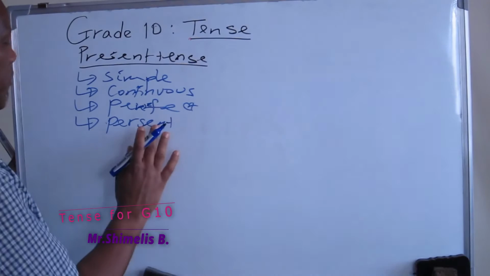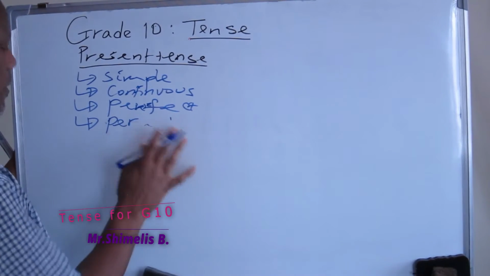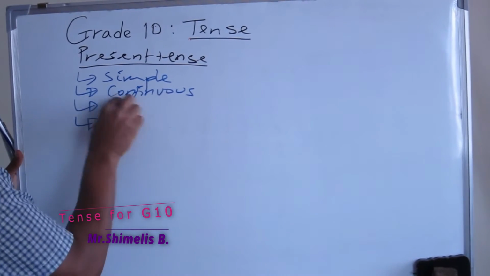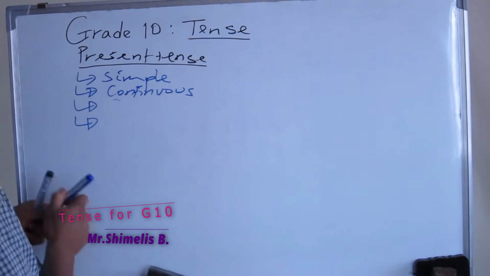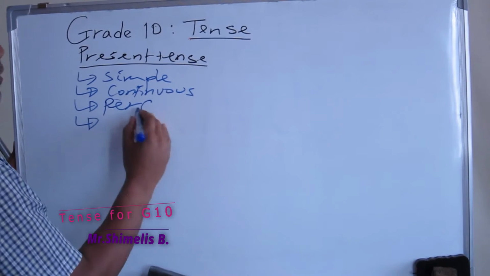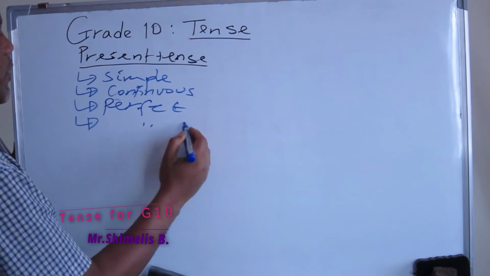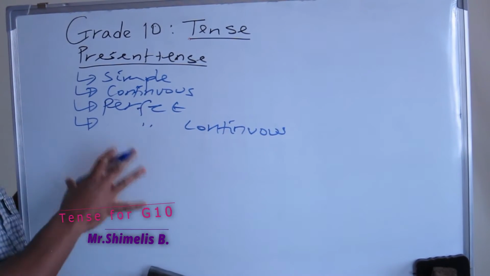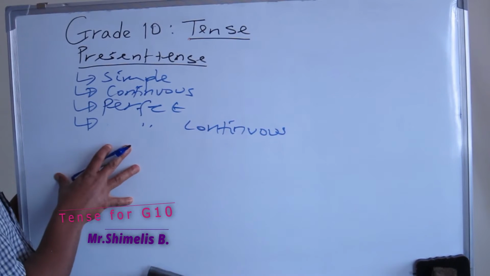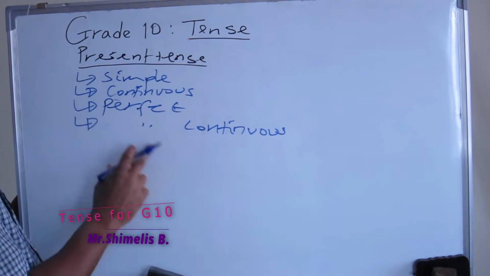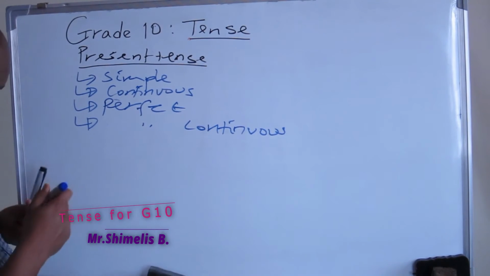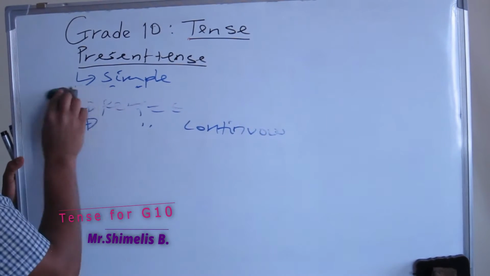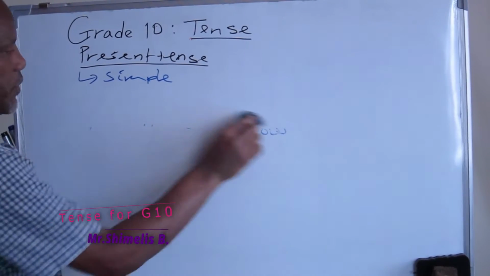and the last subtense under present tense is present perfect continuous. These are the 4 subtenses: simple, continuous, perfect, and perfect continuous tense. Now let's see one by one. First let's see only simple present tense.